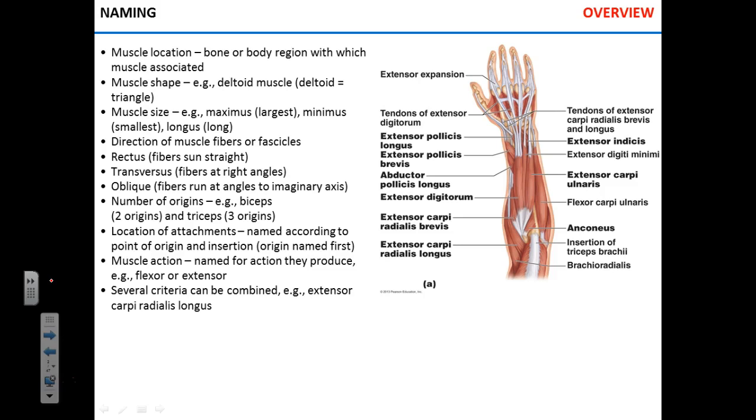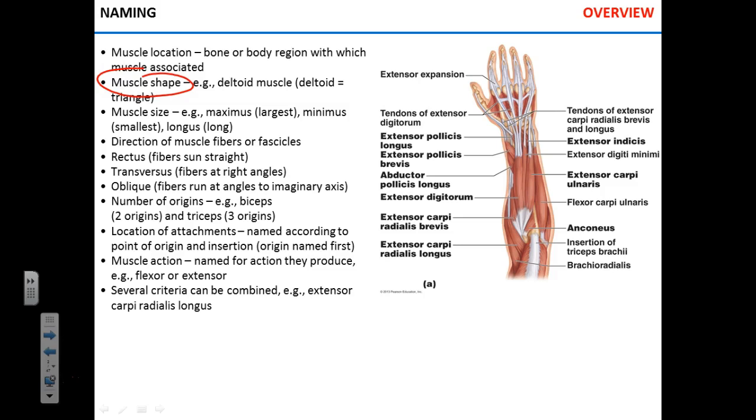Where is the muscle? Sometimes that helps, like abdominis, right? Or spinalis muscles. Sometimes they are named after shape, like deltoid. Sometimes they are named after size. You have adductor longus, adductor brevis, and adductor magnus. Magnus is the large, brevis is the short, longus is long.